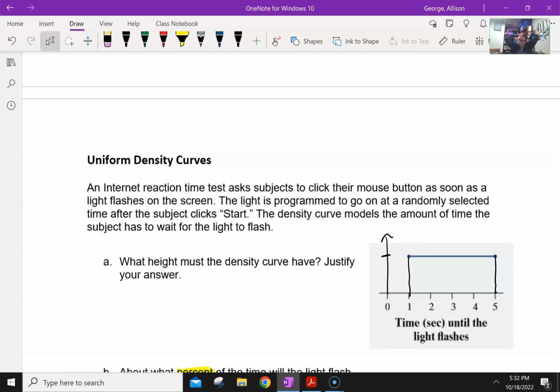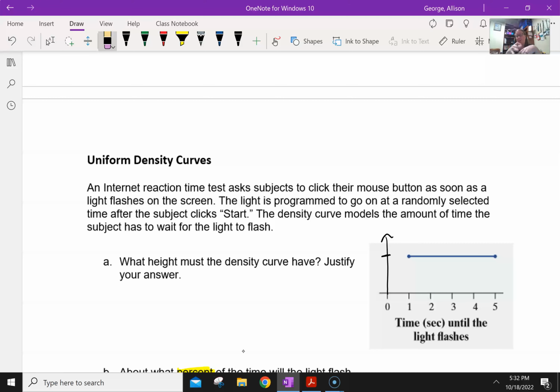But for this one, and if any of y'all have gone through ADHD testing, this one might sound familiar. It says in an internet reaction time test, ask subjects to click their mouse button as soon as a light flashes on the screen. The light is programmed to go on at a randomly selected time after the subject clicks start. The density curve models the amount of time the subject has to wait for the light to flash. All right, so they gave us that picture there.